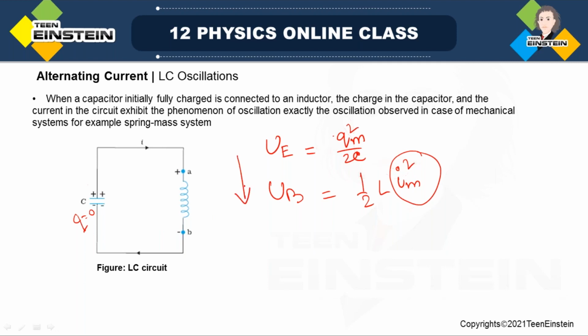So you can see the mutual conversion of energy happens in this circuit, or I can say the energy oscillates between magnetic energy and electrostatic energy, or what we know, the charge is oscillating or current is oscillating in the circuit. So that's why it is called electrical oscillations.